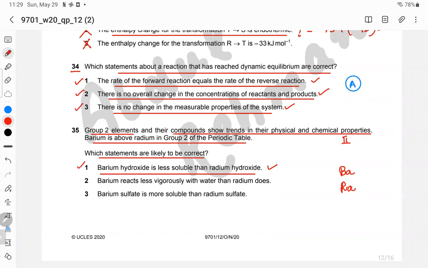Okay, Tisha, let me find. Barium reacts less vigorously with the water than radium does. Yes, it is also correct because the reactivity increases down the group in group 2. Barium sulfate is more soluble than radium sulfate. Yes, it is also correct because down the group, the sulfates of group 2 become less soluble. So again, our answer will be A.